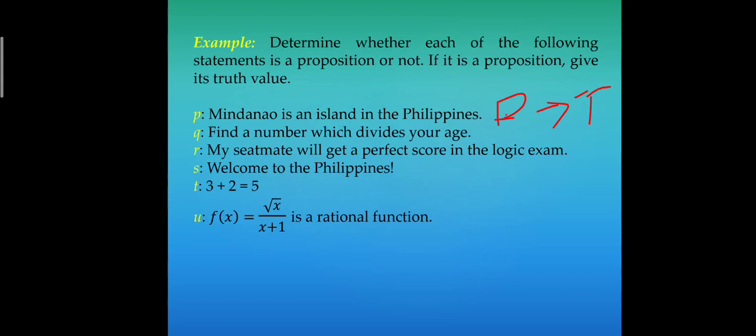Again, the proposition U is a declarative sentence, therefore it is a proposition, but its truth value is false. So therefore, it is a false proposition.